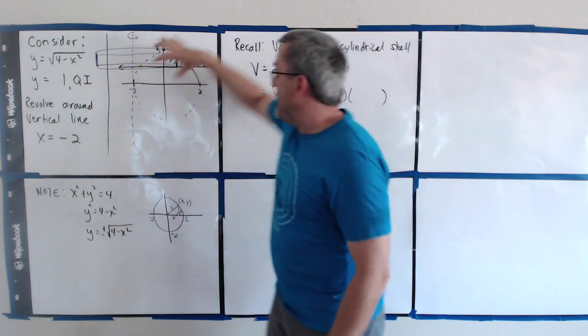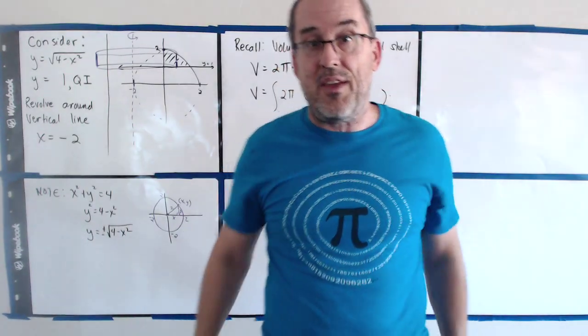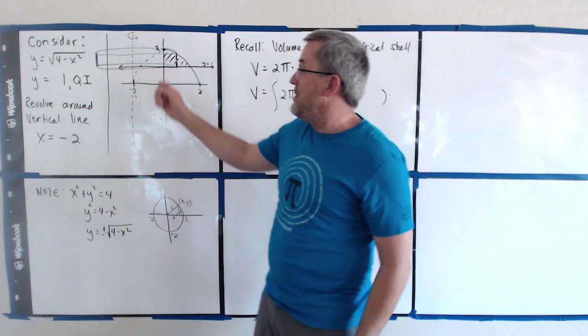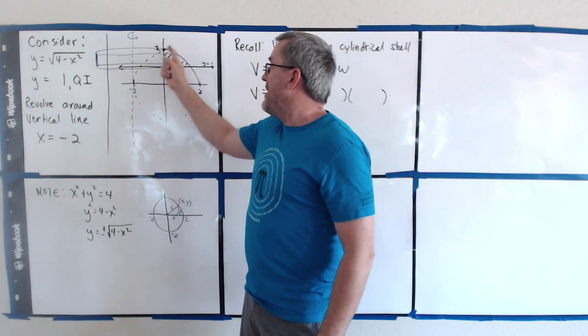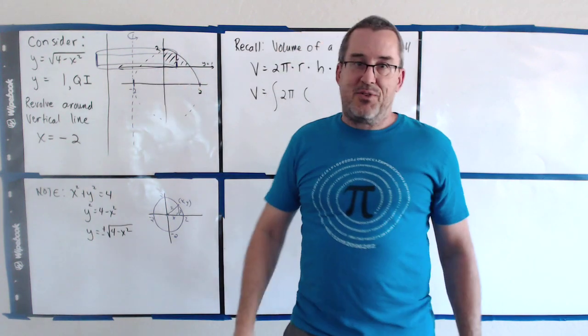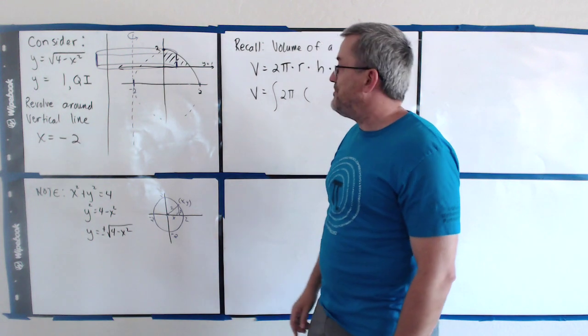I only want us to think about the first quadrant, and I want us to think about the region that's contained within that semicircle, or now quarter circle in quadrant 1, and the line y equals 1. I'm talking about that little piece right there. It gets revolved around the line x equals -2.